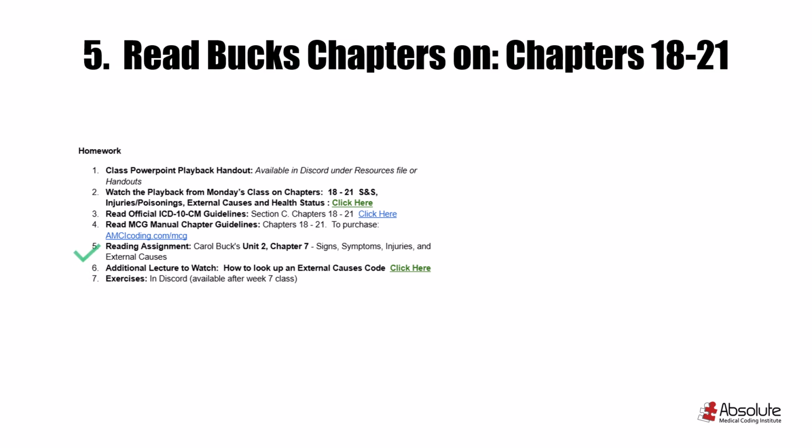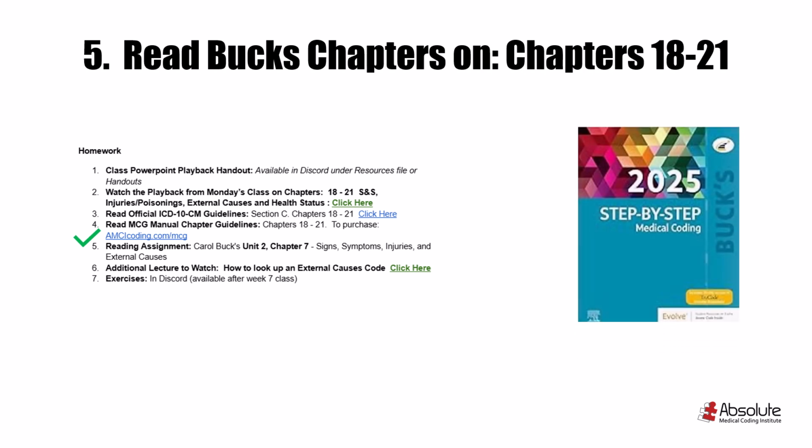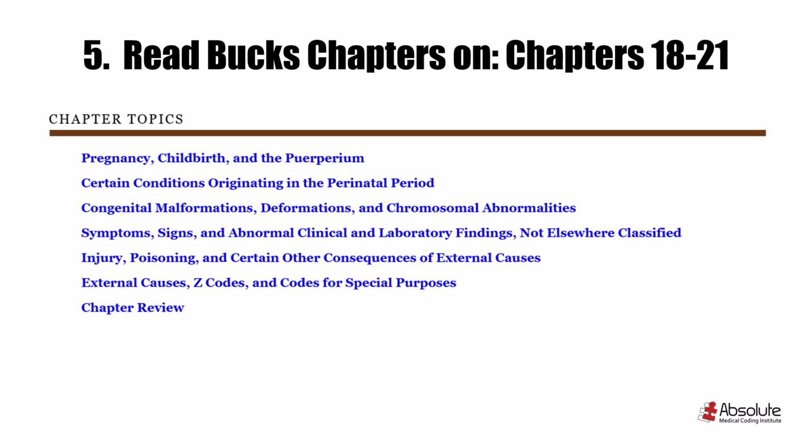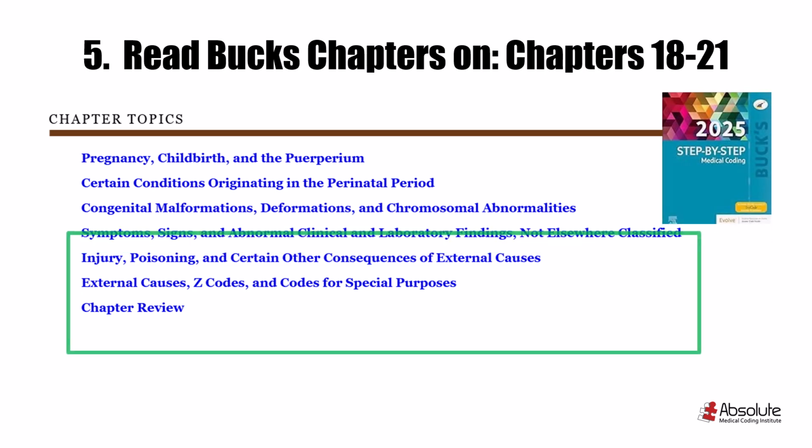Number five, go ahead and read from Carol Buck's Unit 2, Chapter 7, Signs, Symptoms, Injuries, External Causes, and, what is the last one? It's not written here, so I do apologize. Oh, factors influencing health status. All right. So here they are. And also make sure you do that chapter review. There's a chapter review after. Okay.